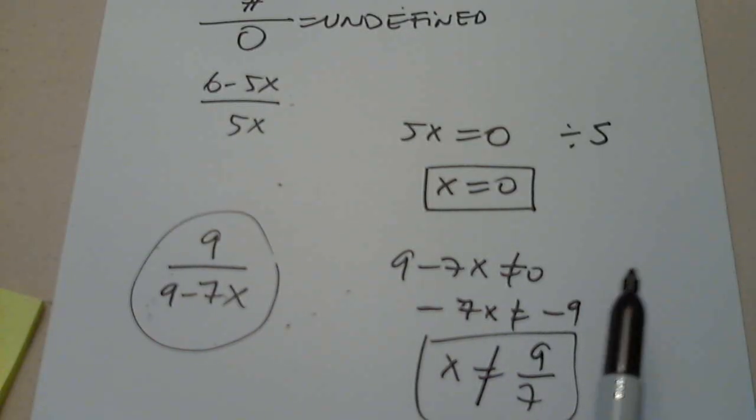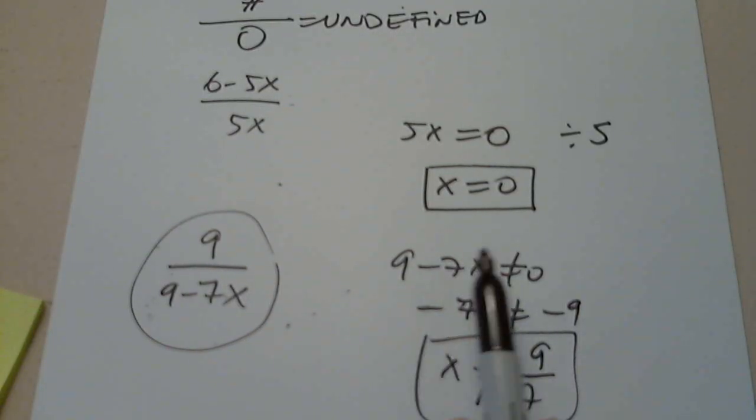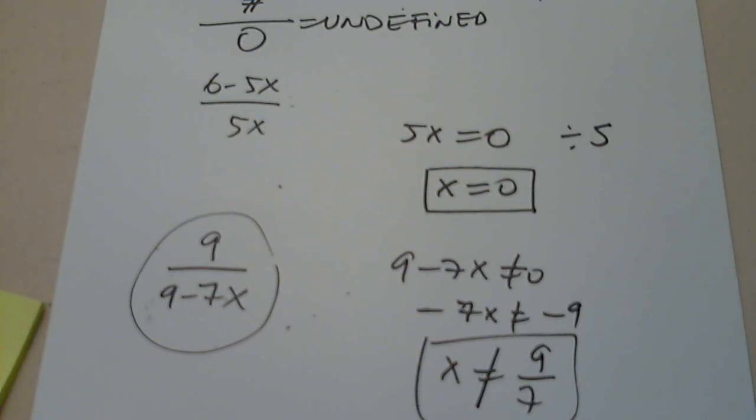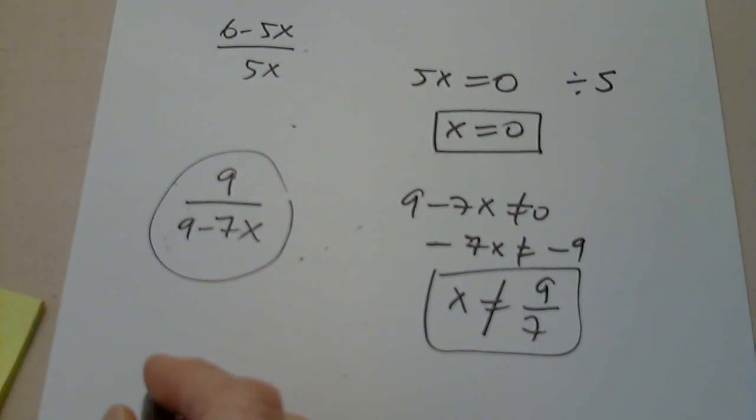Can you explain how you got that one more time? I move 9 to the other side, I change its sign, and I divide both sides by negative 7. Okay. The denominator cannot be 0. Okay? Good. That's a good one.